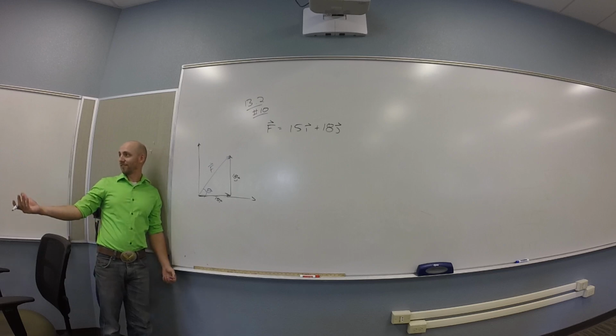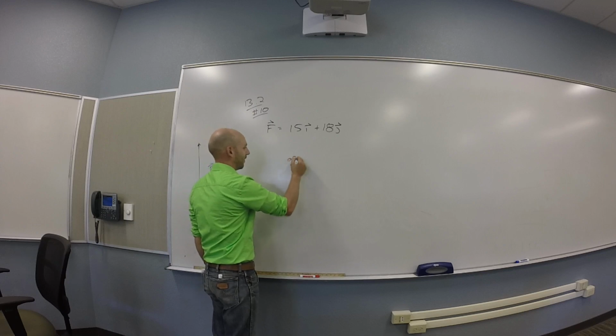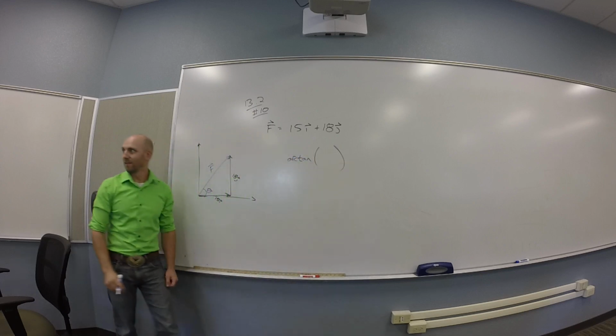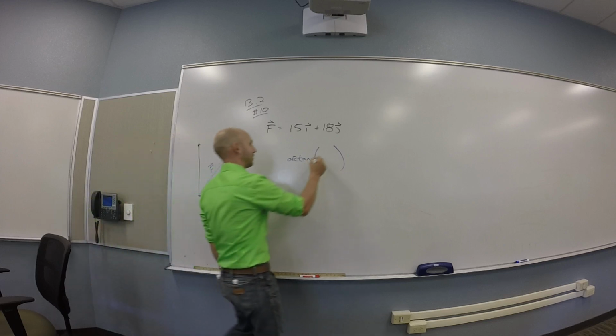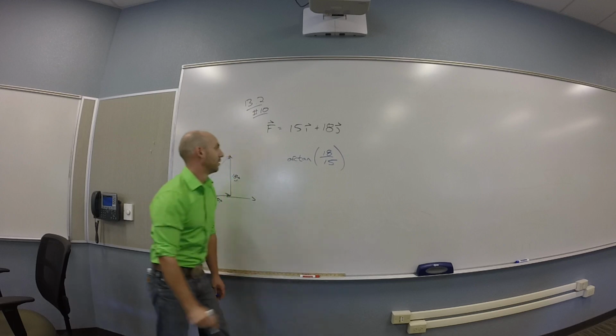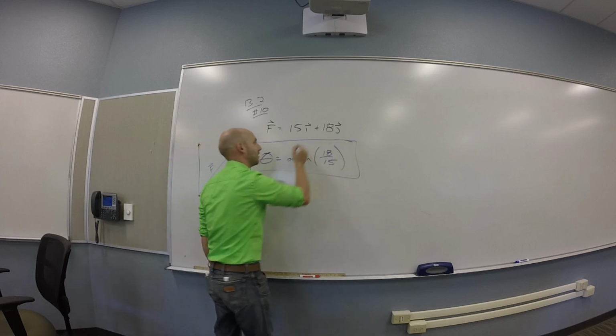Hey, that's a great thought. Arctangent of what? 18 over, opposite over the adjacent? 18 over 15? Boom. Theta equals this. Done.